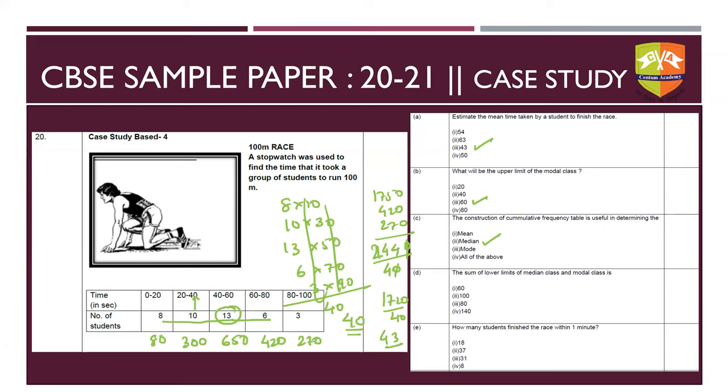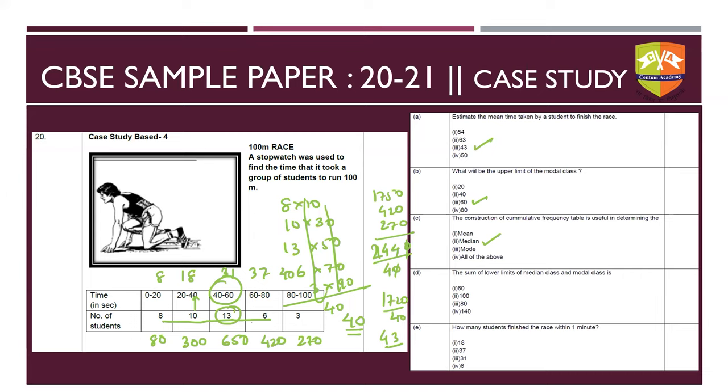N by 2. So 40 by 2, 20. So 20 is... Yeah, so you have to make the cumulative frequency chart. So in this case, 8, 18, 31, 37, and 40 will be. So I'm just doing roughly, okay? So you don't do it, because it's one marker. So hence, I'm not drawing the table. You should have ideally drawn the table.